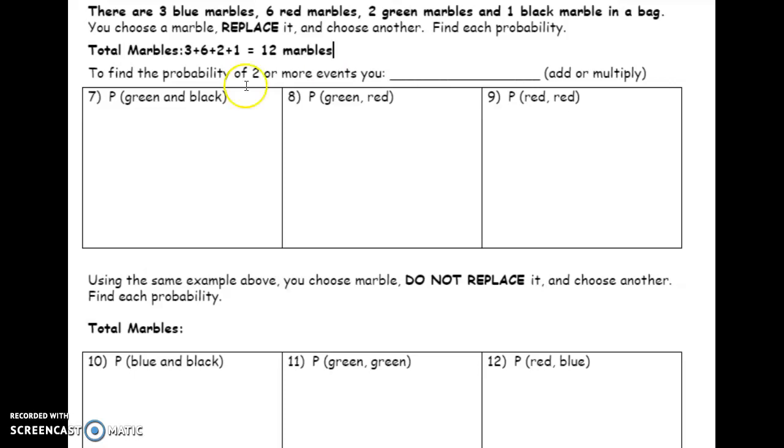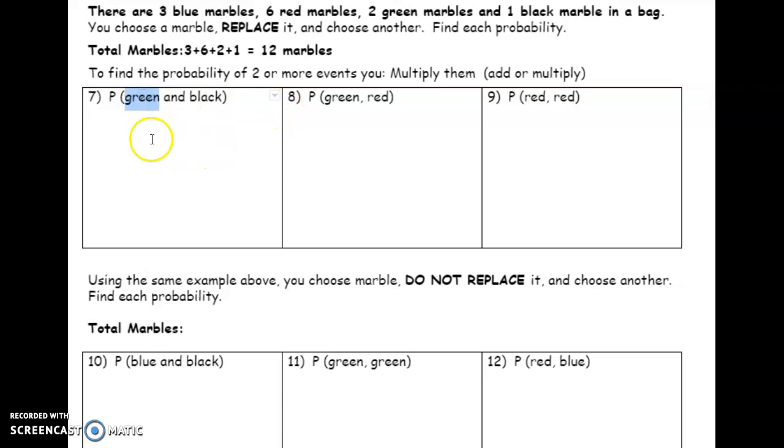Now the total amount of marbles will be 3 plus 6 plus 2 plus 1, which equals 12 marbles in total. To find the probability of 2 or more events, we multiply them. We add when we say one or the other. But if we have 2 or 3 events, when we use the word "and" or a comma, it means that we are multiplying. So let's try to find the probability of green and black marbles.